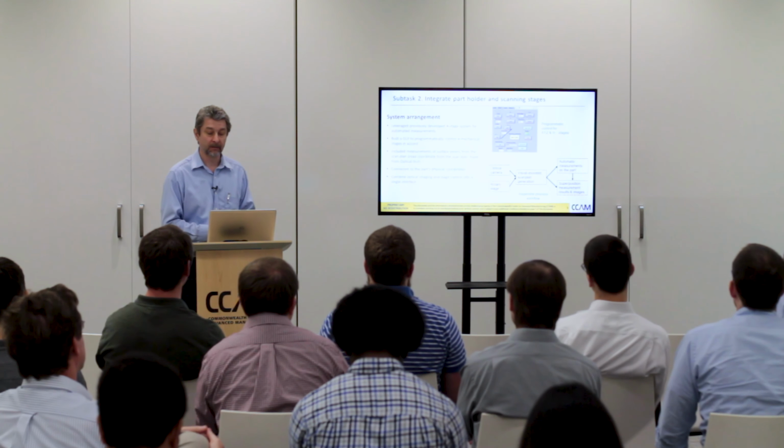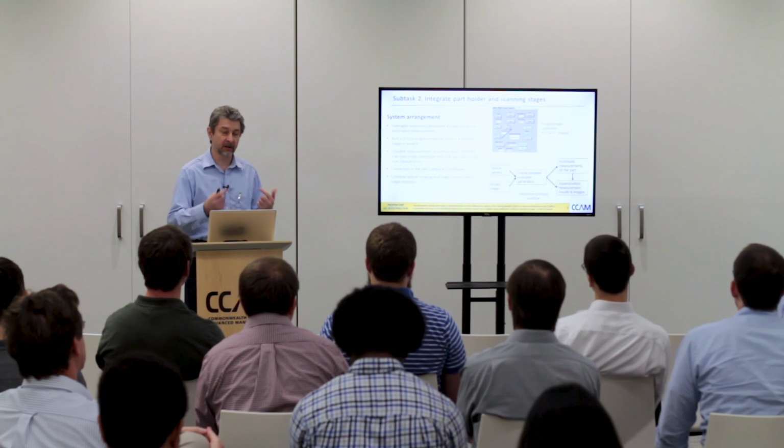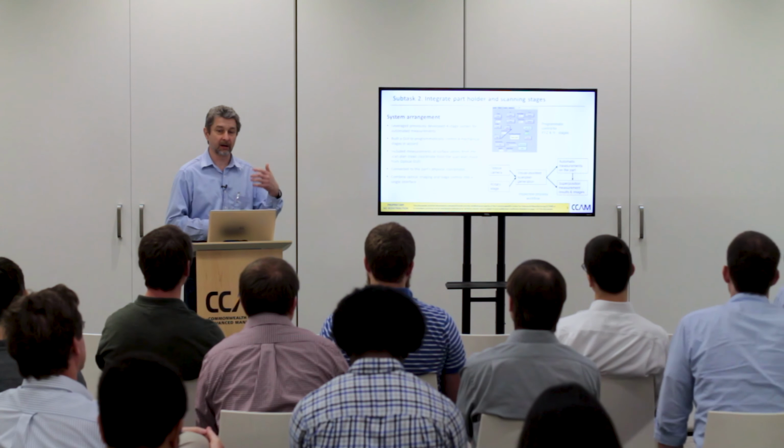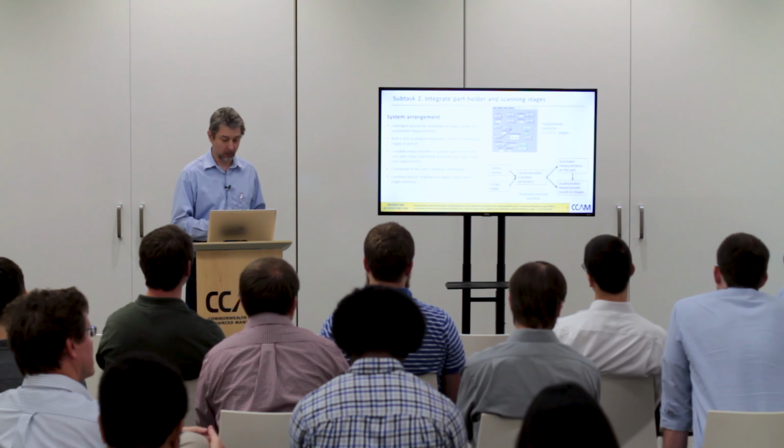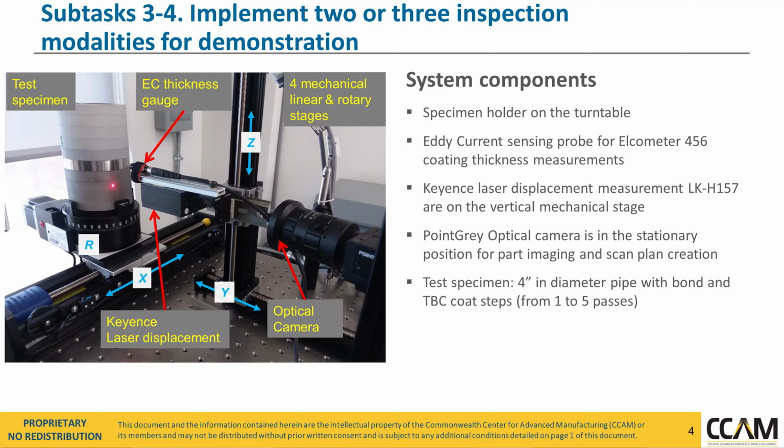We also use an optical camera, which is physically aligned with the rotary and X stage. So we can do visual-assisted scan plan generation, and later we can retrieve those images and project the result of the measurements directly where they have been done. The image on the left shows the overall concept demonstration system. It has four stages.